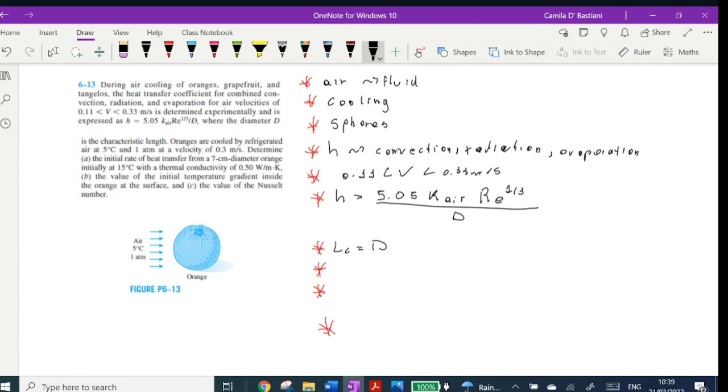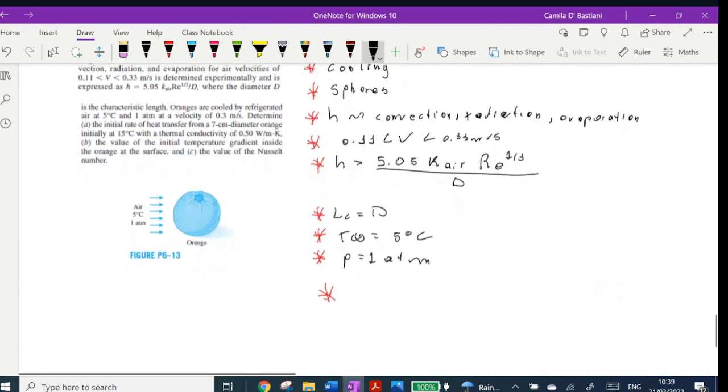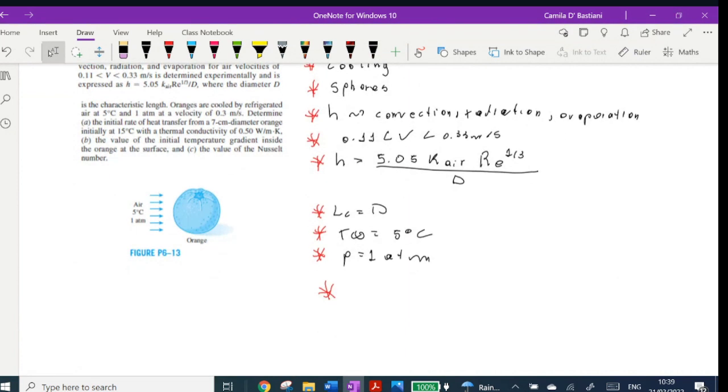Oranges are cooled by refrigerated air at 5 degrees Celsius. So now they're telling me the data of the problem. So my temperature of the air is 5 degrees Celsius at a pressure of 1 atm. That's important for us to read the data for the air. At a velocity of 0.3 meters per second.